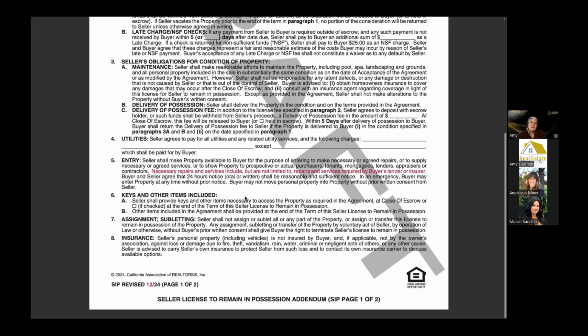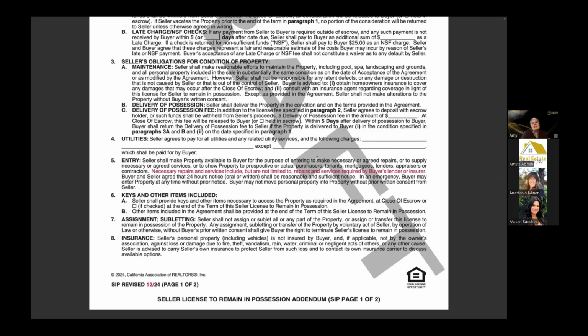This one just had a small change down here on entry. It says seller shall make property available to buyer for the purpose of necessary repairs and services, including but not limited to repairs and services required by buyer's lender or insurer. So entry should be provided for that. It talks about making necessary agreed-to repairs or supplying necessary agreed-to services, or showing the property to prospective or actual purchasers, tenants, mortgagees, lenders, appraisers, and contractors.